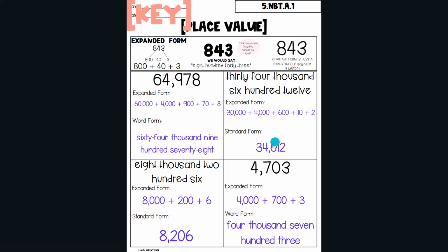This next one again, you're going to notice that there is nothing in the tens place. So when we expand it, we have 4,000 plus 700 plus 3. We do not need to show that there's no tens. And then word form, we would say 4,703.